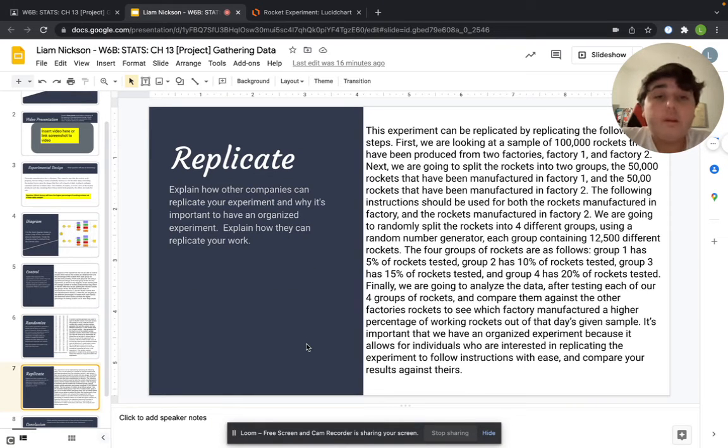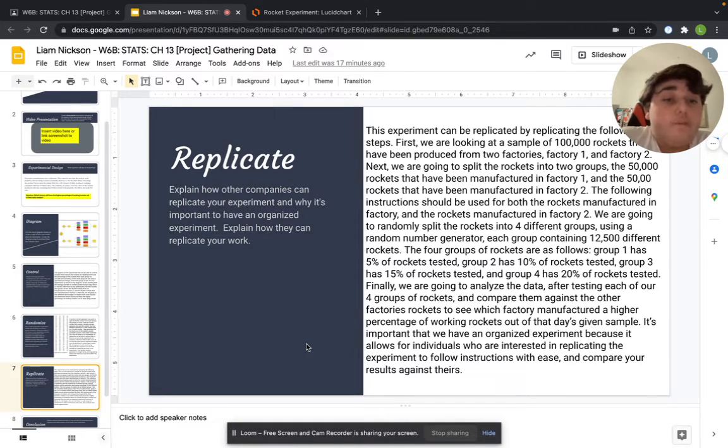Replicate. Now, this experiment can be replicated by the following steps. So first, we're going to look at a sample of 100,000 rockets that have been produced from 2 factories, factory 1 and factory 2. Next, we split the rockets into groups, 50,000 rockets in factory 1, 50,000 rockets from factory 2. And all these following instructions should be used for both the rockets manufactured in factory 1 and the rockets manufactured in factory 2.